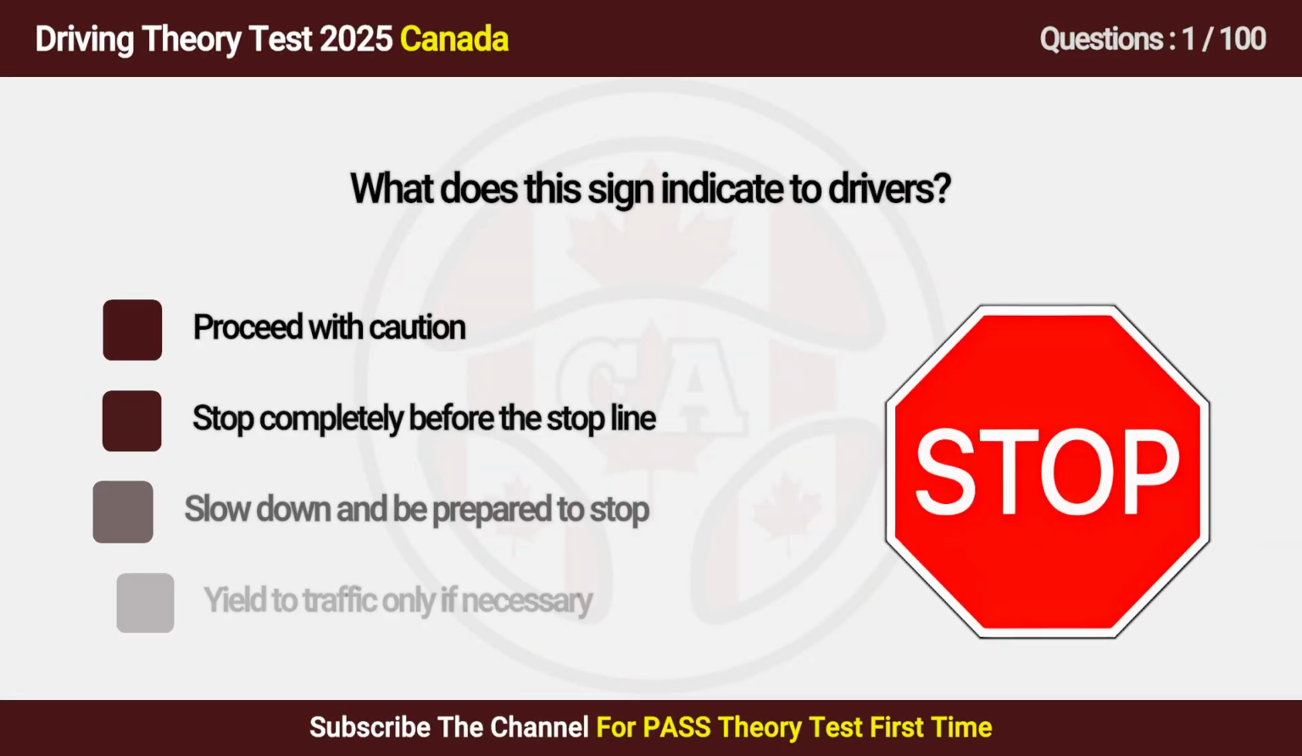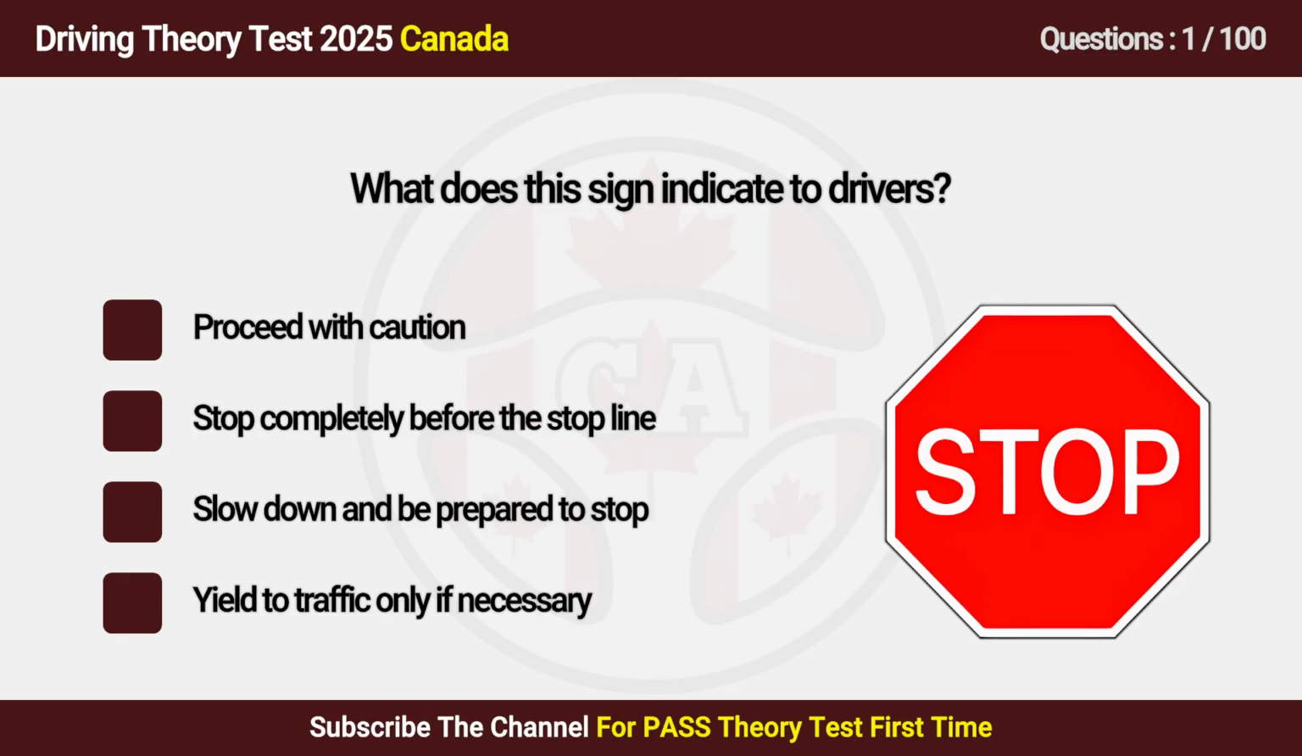Question 1. What does this sign indicate to drivers? A. Proceed with caution. B. Stop completely before the stop line. C. Slow down and be prepared to stop. D. Yield to traffic only if necessary.